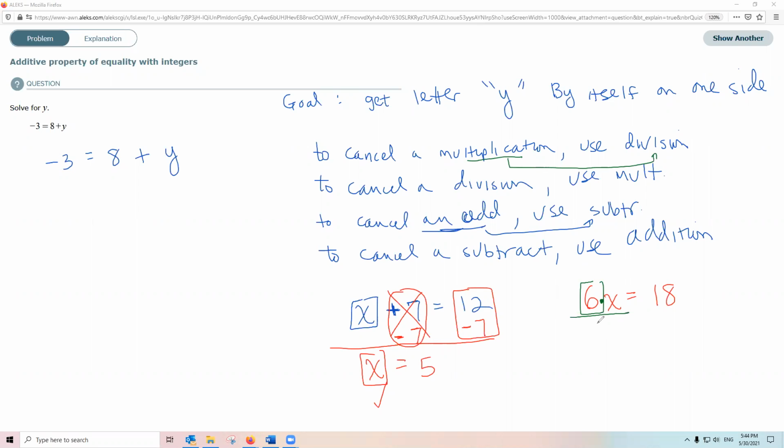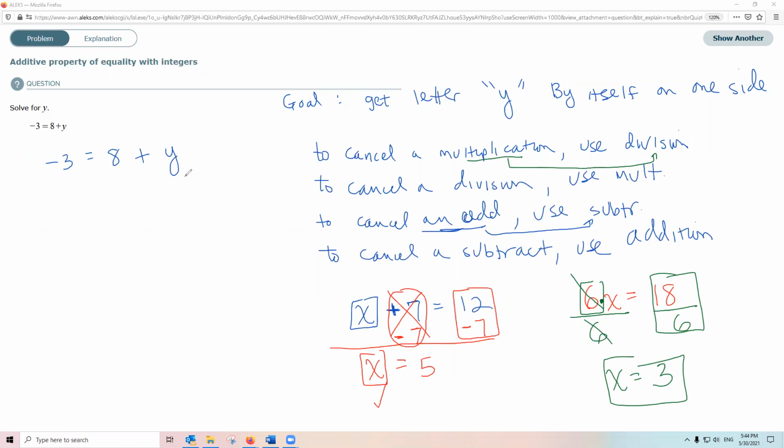We usually write it underneath using a fraction bar. But if I divide by 6 on the left side, I also have to divide by 6 on the right side. On the left side, multiplying by 6 divided by 6 cancels out, leaves me just x. And on the right side, 18 divided by 6 is 3. So the answer here is x equals 3.